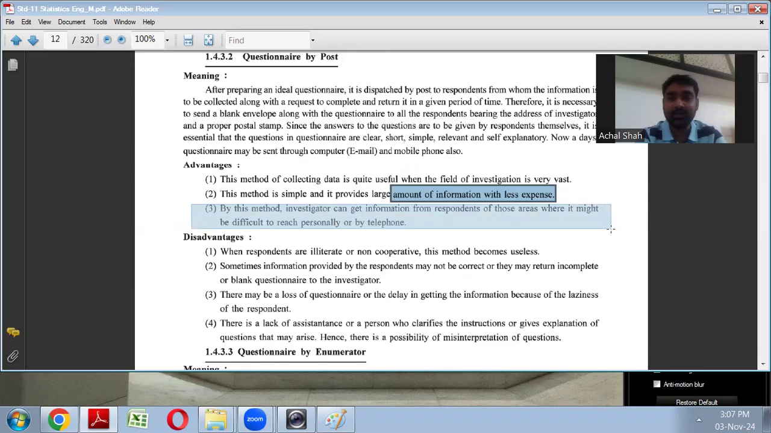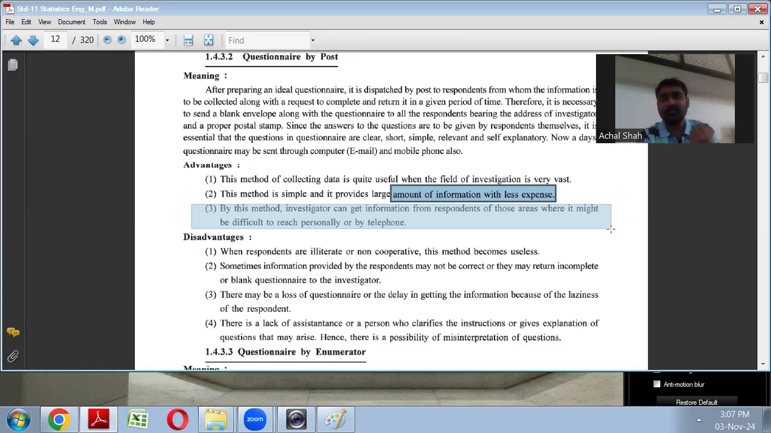And third advantage, sometimes it is very difficult to get information from the respondents because the respondents might be located in areas where it is difficult to reach personally or by telephone also. Sometimes there is no communication facility available, right? It's very rare, but sometimes it may happen. It might be due to some emergency situation also that there is no communication over there except post. So in that case, this method can prove to be useful.